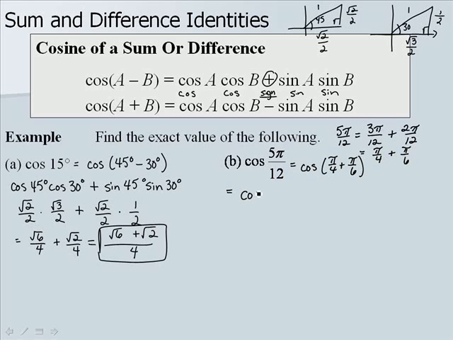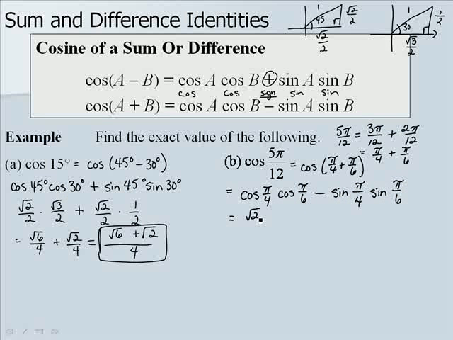So that will be cosine of pi over 4, cosine of pi over 6, minus sine of pi over 4, sine of pi over 6. Remember, pi over 4 is simply 45 degrees, and pi over 6 is 30 degrees. So we can use the same two triangles and basically the same values that we've got from example A.